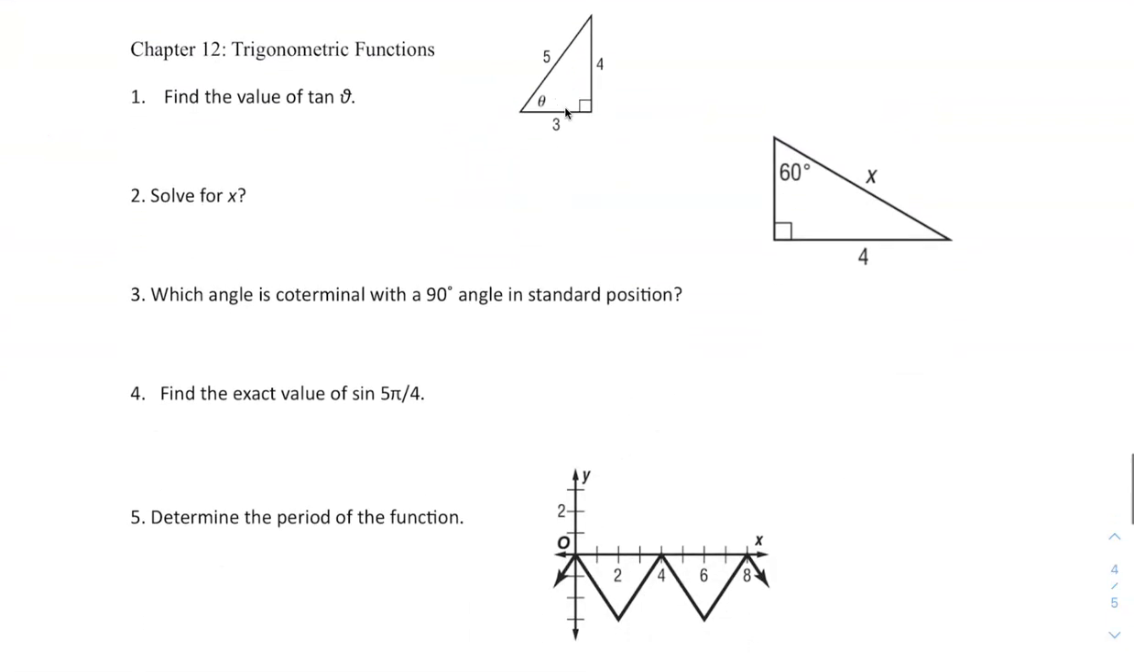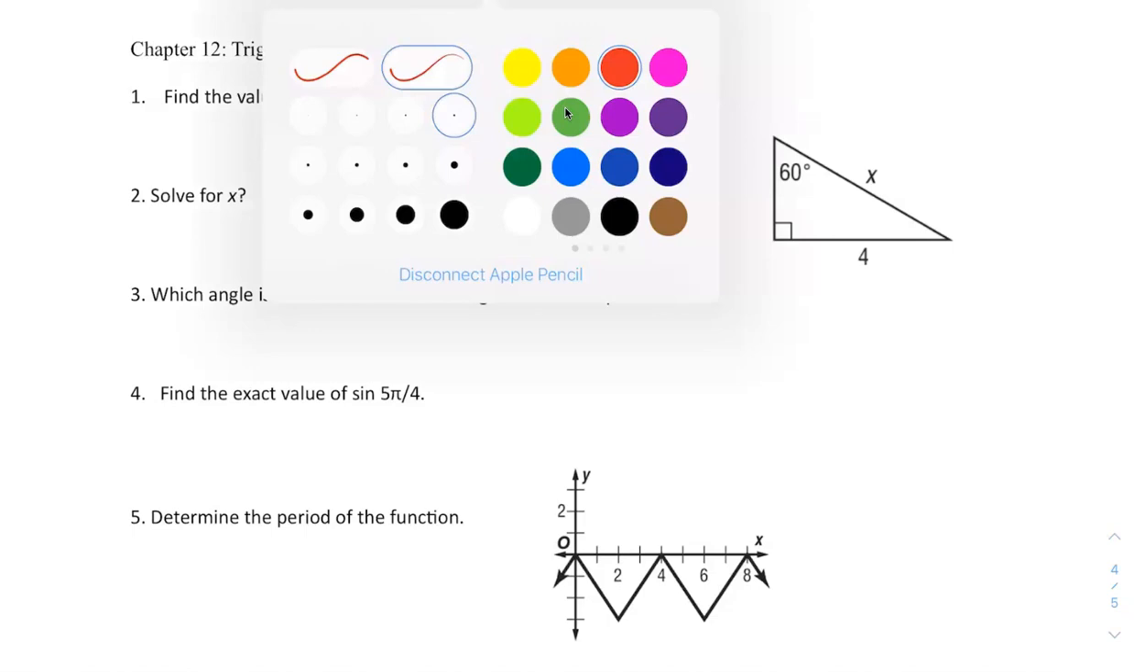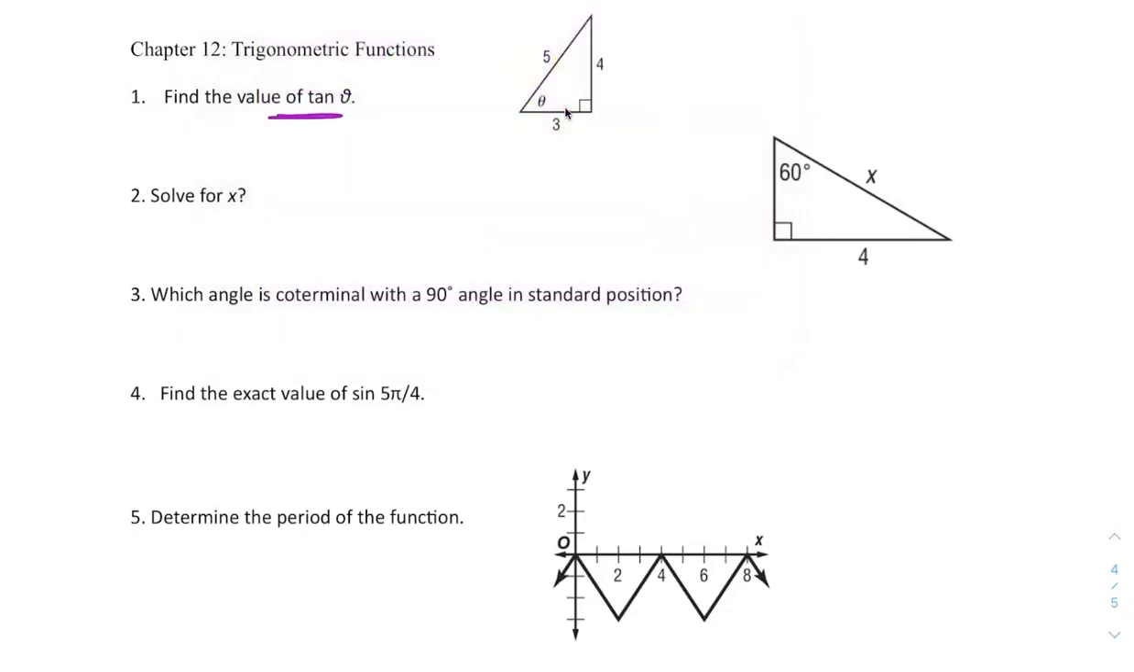Now we're off to the trig stuff. Find the value of tan theta. So tan of theta right here, opposite over adjacent. So this is opposite, this is hypotenuse, this is adjacent. So tan of theta would be 4 over 3.